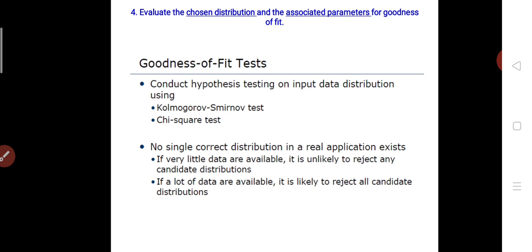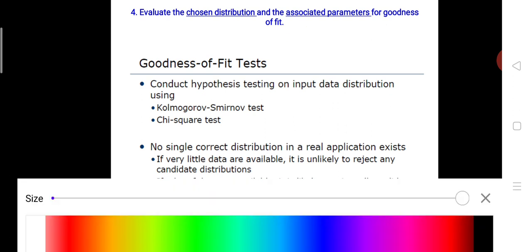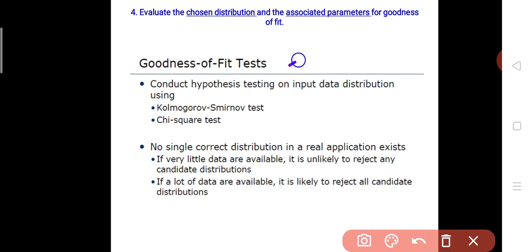The last step is to evaluate the chosen distribution and associated parameters with a goodness of fit test. Once the data is available and the associated parameters are chosen, the fourth step is to check whether that associated parameter and assumed distribution will satisfy the distribution of the data or not. Here two test methods will be used, the Kolmogorov-Smirnov test and the chi-square test.